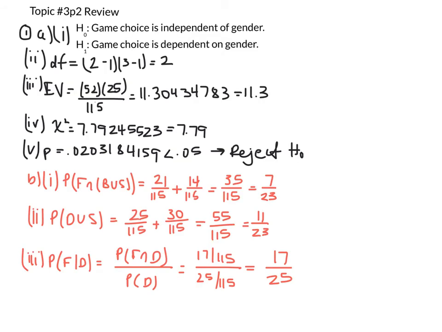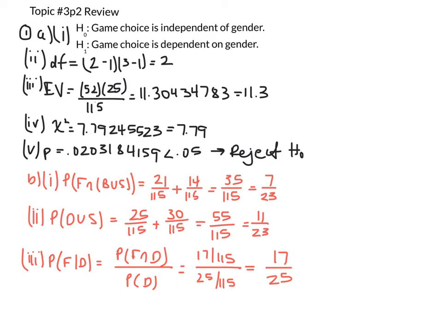It's a chi-squared. So number 1, or I, asks us to write the null and alternative hypothesis. So null is always independent. So their null hypothesis is that game choice is independent of gender. An alternative is game choice is dependent on gender. Double I asks us for the degrees of freedom.